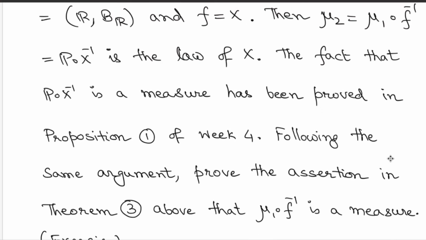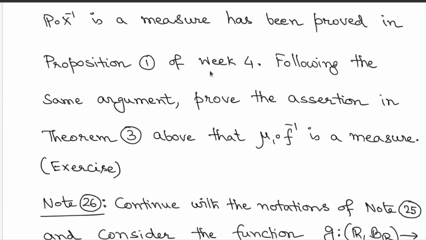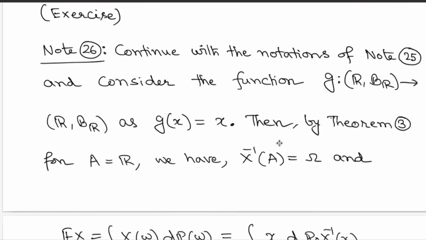For the case of random variables, you actually had that P∘X⁻¹ is a probability measure, but in general, for general measures μ1 and general measurable functions f, you will only end up with a measure. So the push forward of a measure by a measurable function remains a measure. This argument is left as an exercise, but as mentioned earlier, this discussion is the same as done for P∘X⁻¹, the law of a random variable X.